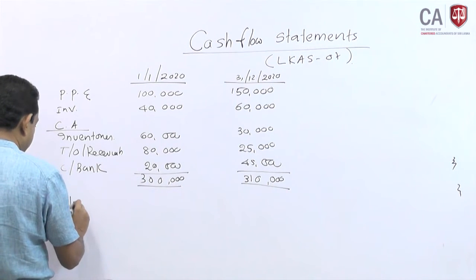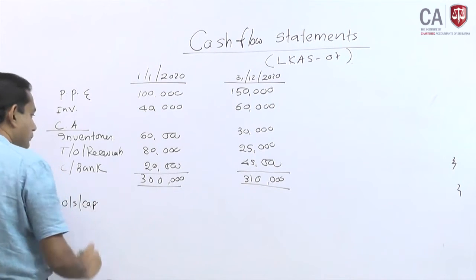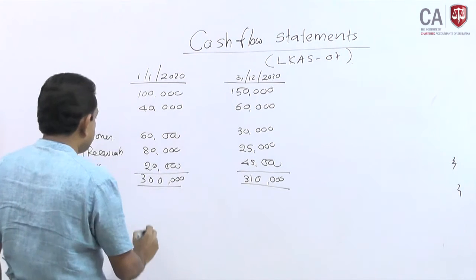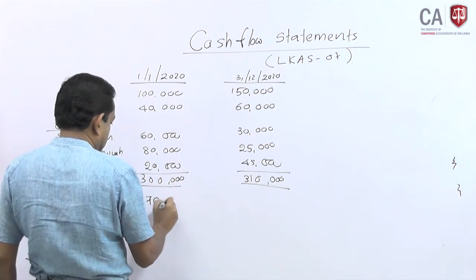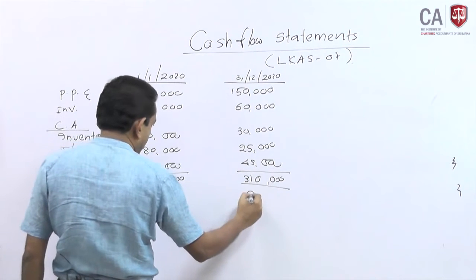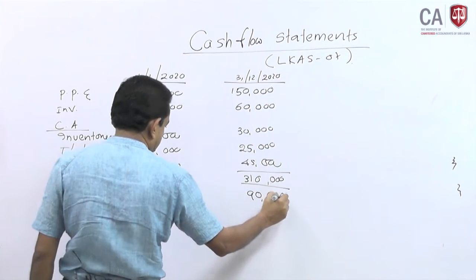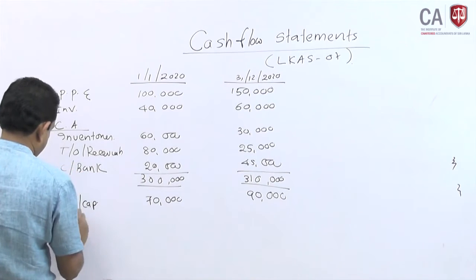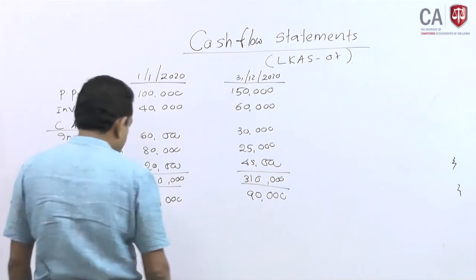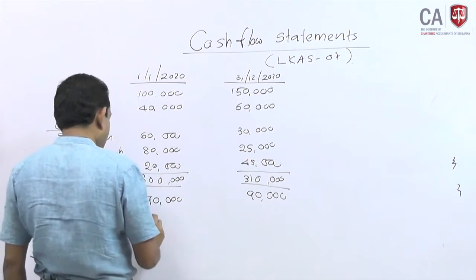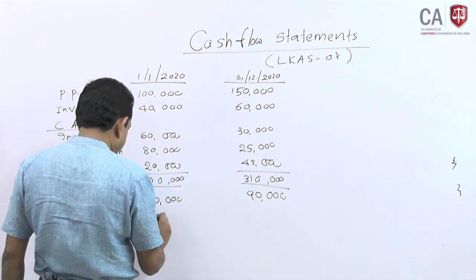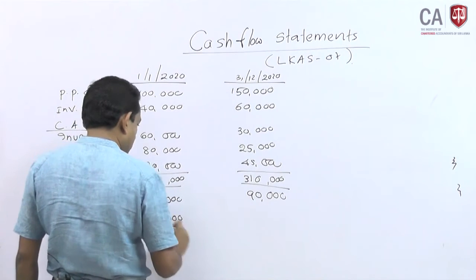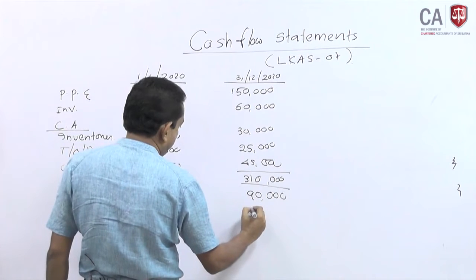Ordinary share capital: beginning balance 70,000, ending balance 90,000. Retained earnings: beginning balance 35,000, ending balance 75,000.